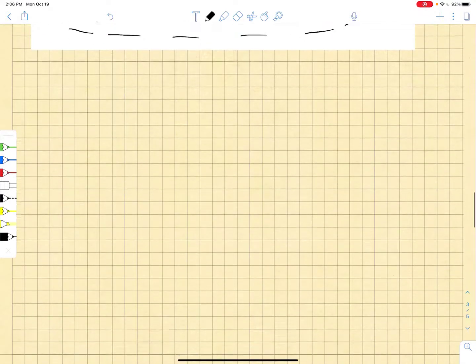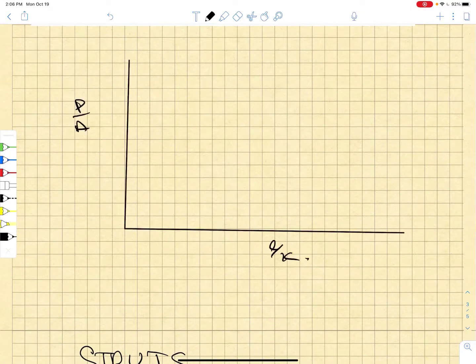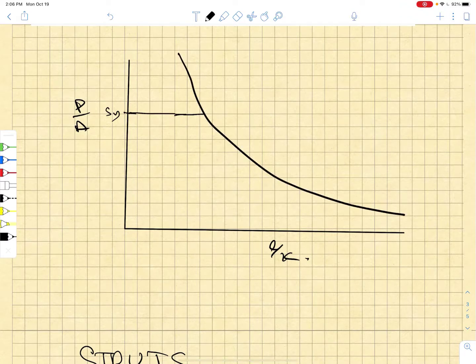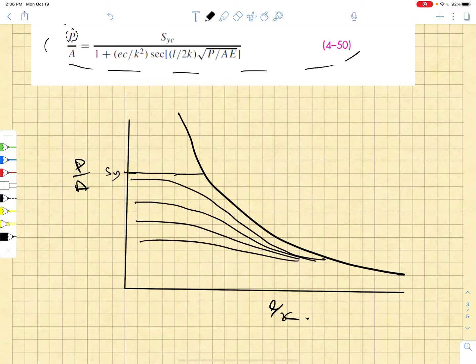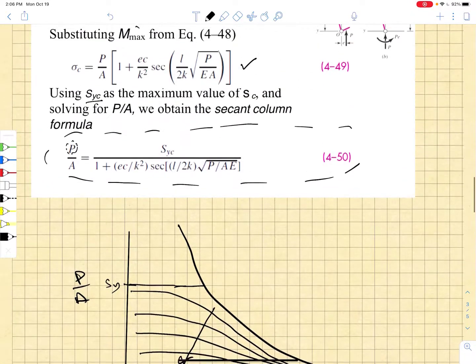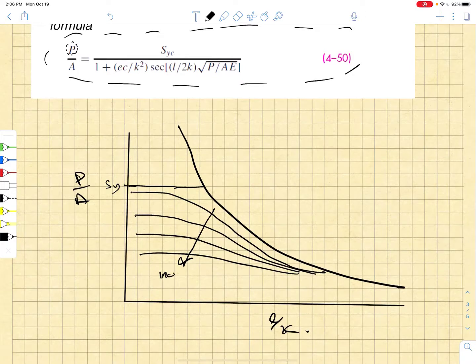Right here. And when we plotted that formula, we had our original yield strength line, we had our Euler Buckling line, and the secant formula gives values of P over A that look like this. They're asymptotic to the Euler Buckling line, and they move down with what is called the eccentricity ratio. So increasing EC over K squared moves this failure envelope down.